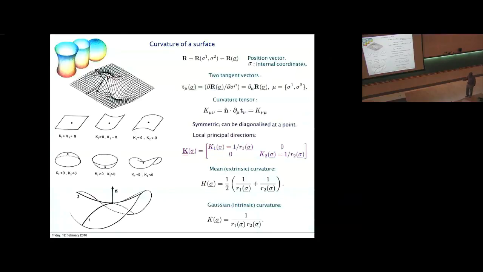So this everyone knows, I think. This is just to say that on a surface, if I need to parameterize a surface, I need two parameters, and as a position vector, I can define tangent vectors, etc. Define the curvature tensor, and the mean curvature is just this, the Gaussian curvature is this.